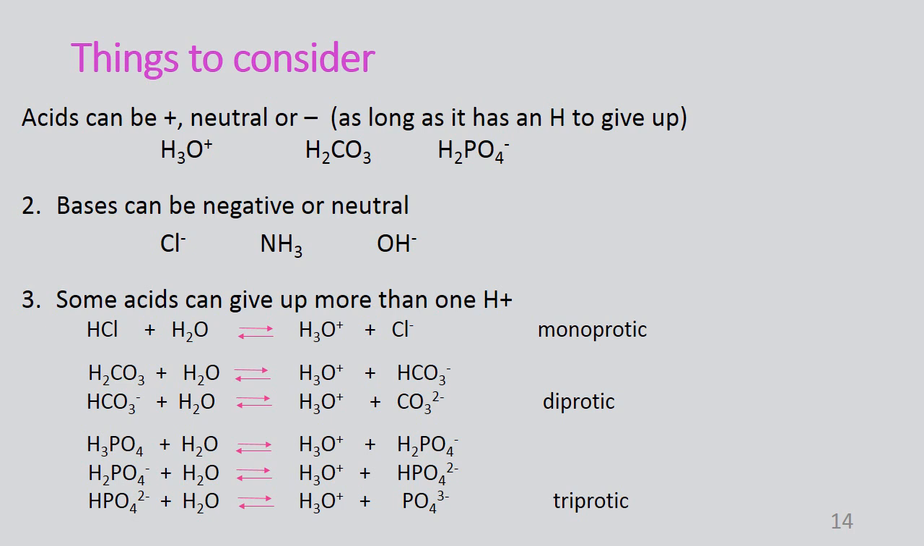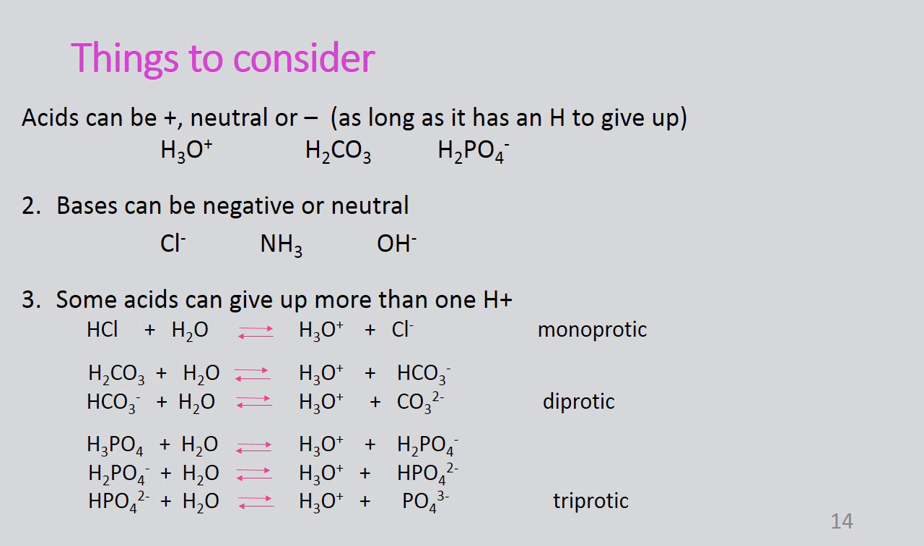Bases won't ever be positive, but they can be negative or neutral. So here are some examples: Cl negative, OH negative, NH3. Another example would be CO3 -2. That can be a base. So it could also be a -2 charge or a -3 charge, as long as it won't be positive. And then you can see that some acids can give up more than one H+ ion.